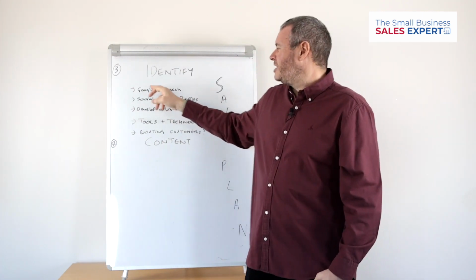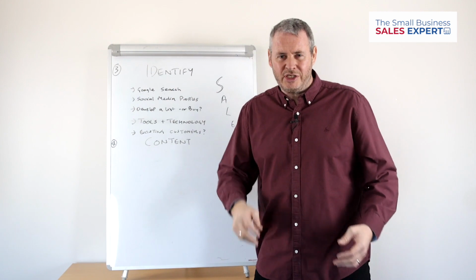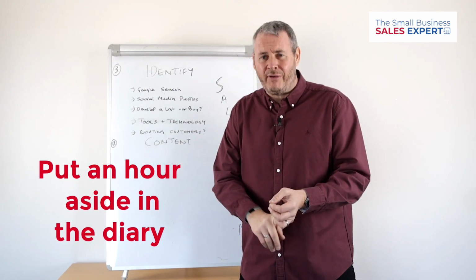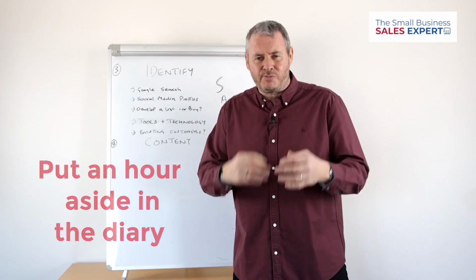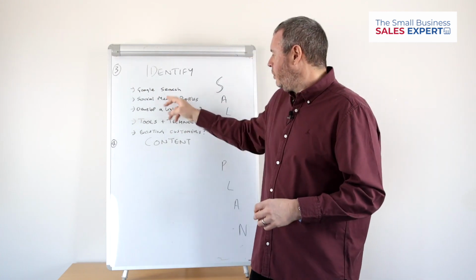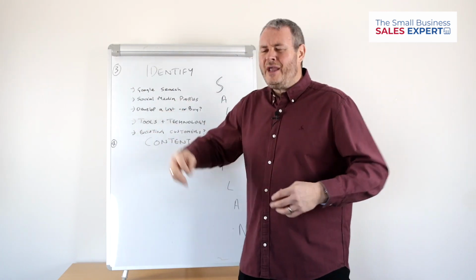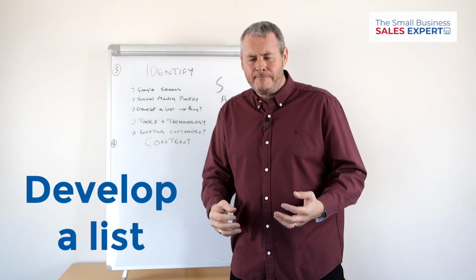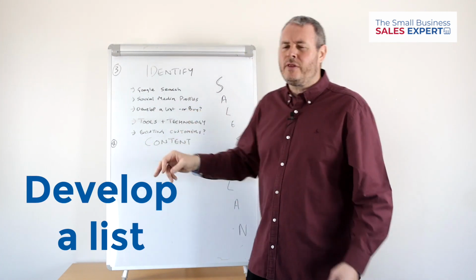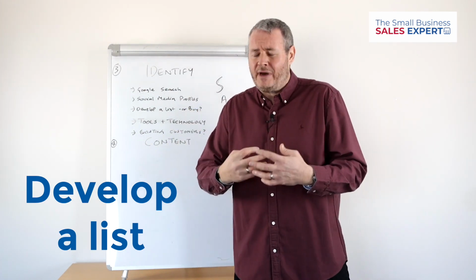So the critical thing is to start doing some basic Google searches. Put maybe an hour aside in the diary to start looking at that and build up a spreadsheet or on a system of all of those people. The key thing I encourage you to do is to develop a list. People, of course, you can go down the route of buying a list, but I always have a phrase that I use, which is build, not buy.